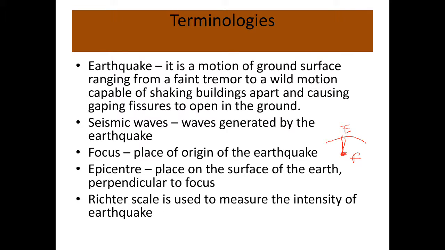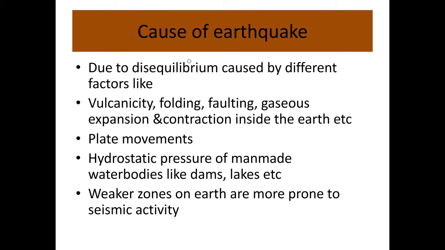The Richter scale is used to measure the intensity of an earthquake. The earthquake is plotted on a seismograph. Earthquakes are caused by disequilibrium due to different factors like volcanicity, folding, faulting, gaseous expansion and contraction inside the earth, plate movements, and hydrostatic pressure of man-made water bodies like dams, lakes and bigger reservoirs. Weaker zones on the earth are more prone to seismic activity, where folded mountains are there, where continuous folding is taking place, and recently formed geographical features are more prone to earthquakes.